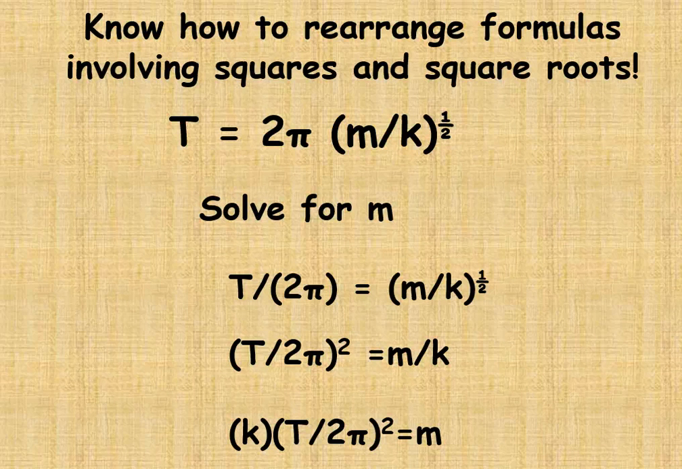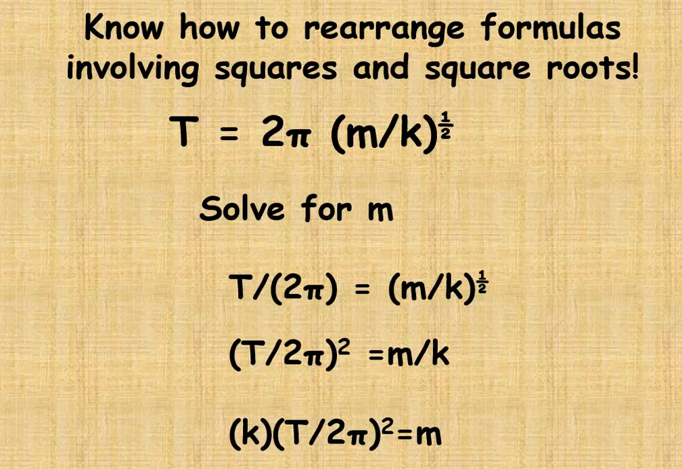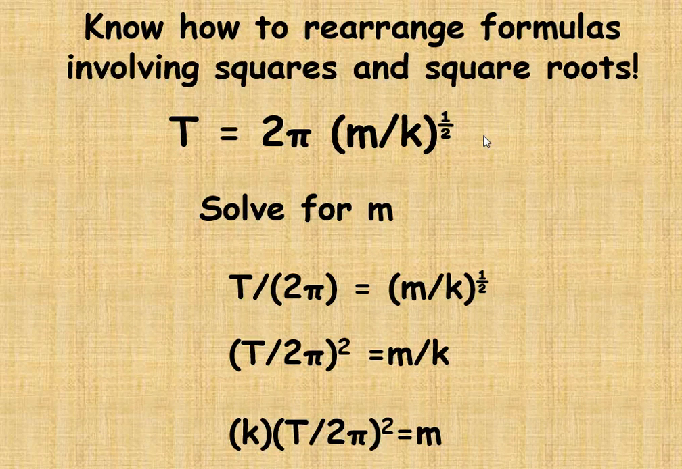In physics, we have a lot of formulas that involve squares and square roots. Here's an example. This formula, T equals 2 pi times the quantity m divided by k to the 1/2 power. This is the formula for the period of a mass spring system that's oscillating. Now, we don't really need to know that. If I were to ask you to solve for m, to isolate m in this equation, you have to know which steps to take. The first thing you would do would be to cross-divide both sides of the equation by the quantity 2 pi. That leaves you with m divided by k to the 1/2 power on the right side.